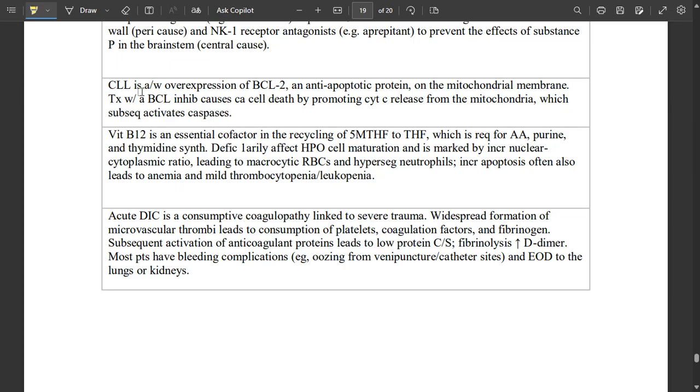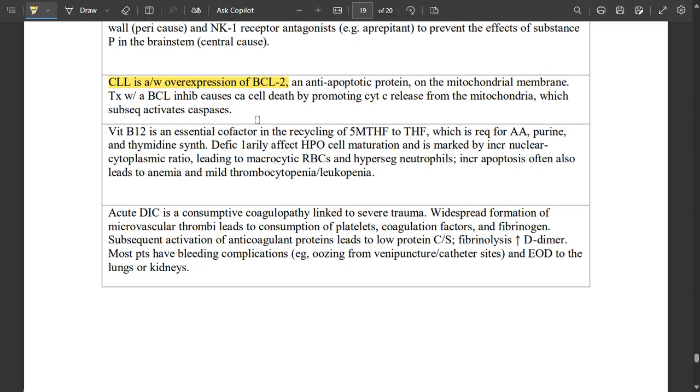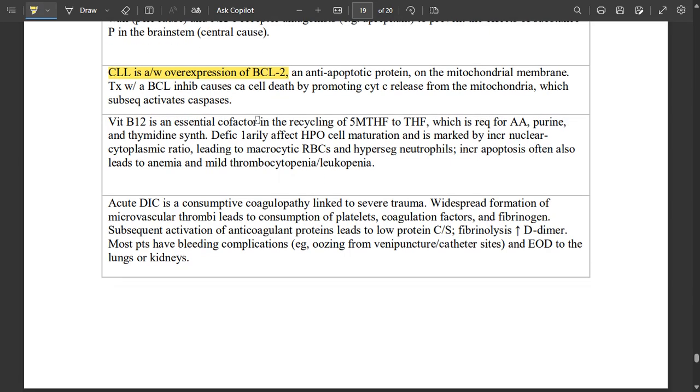Okay, CLL, chronic lymphocytic leukemia, is associated with overexpression of BCL2, an anti-apoptotic protein on the mitochondrial membrane. Treatment with BCL2 inhibition causes cancer cell death. When BCL2 is inhibited, the anti-apoptotic effect becomes absent, and cell death occurs by promoting cytochrome C release from the mitochondria, which subsequently activates caspases. So caspases are activated and apoptosis occurs. CLL is associated with BCL2 expression.